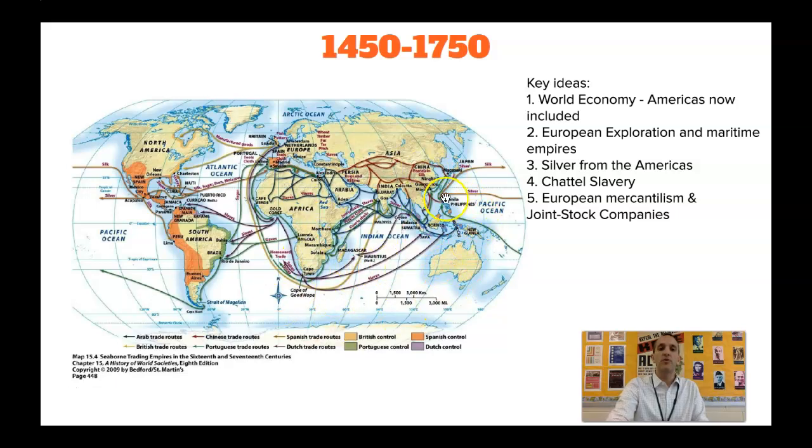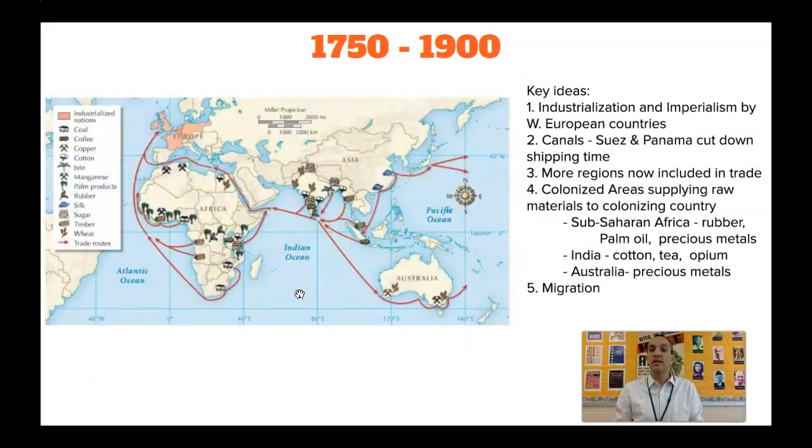We really see Portuguese merchants here. We see the Mughal Empire involved here. We see eventually the Qing dynasty. So we have a couple major dynasties in here promoting trade, getting involved in trade. We also have the monsoon winds, which are important as well. 1750 to 1900, this is the time period of industrialization and imperialism.